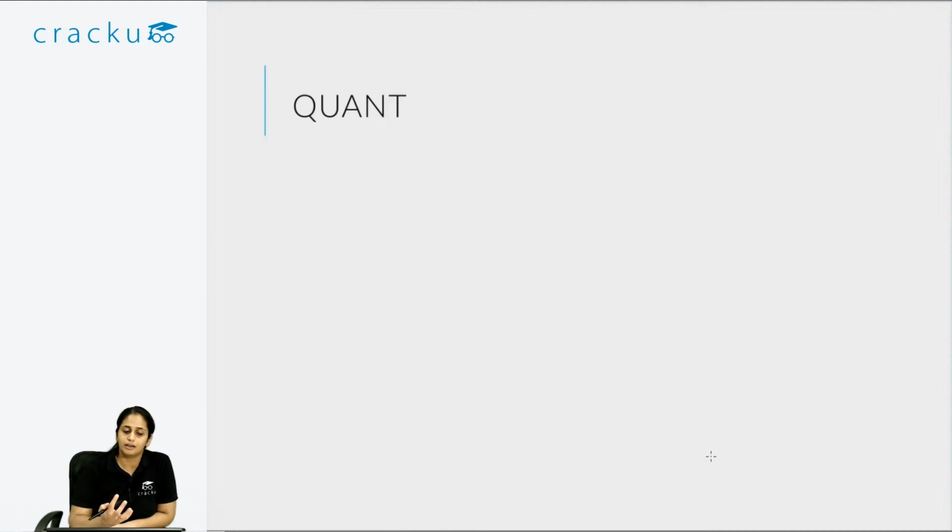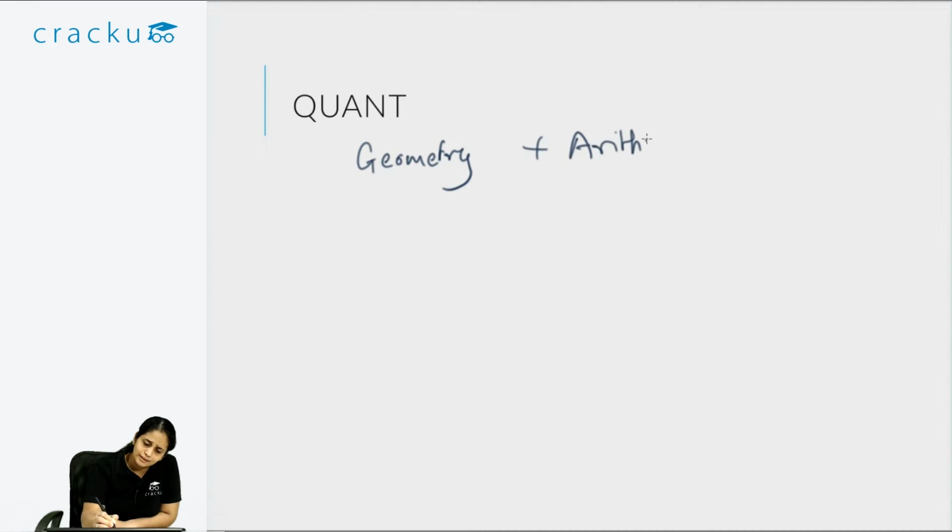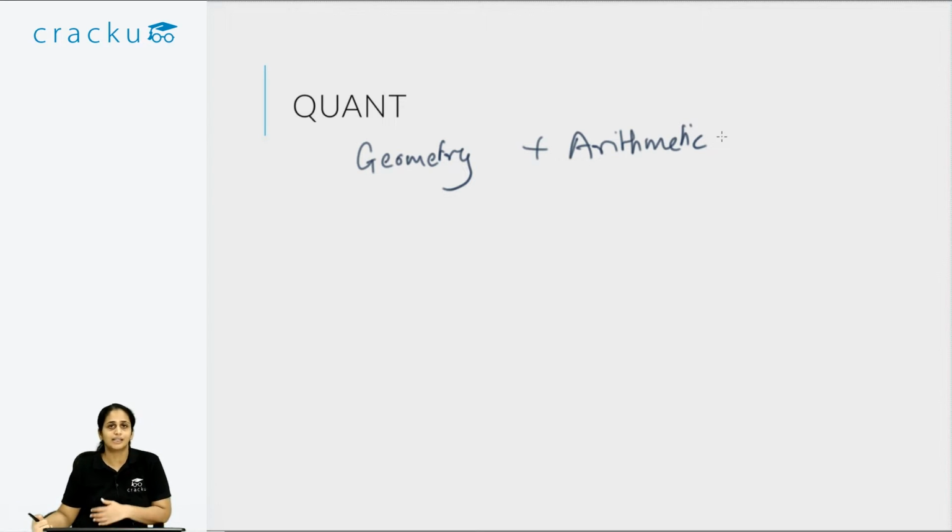So as I've said, in Quant, the bulk of your attempt is on geometry. Bulk of your attempt in CAT Quant would be geometry plus arithmetic. So it makes sense that you spend your initial months focusing on these topics. If you get these topics right, if you are confident of the parts that are in these topics, then you will do well in CAT. If you don't get these topics right, you will do poorly in CAT. It's as simple as that. There is no escaping these two topics.